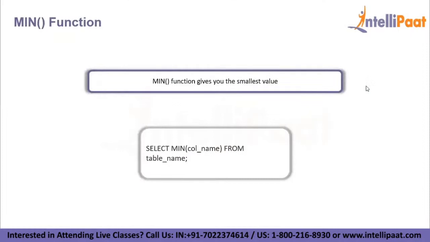Let's start with the min function. The min function gives the smallest value in a column. Let's look at the syntax. First, we give the select keyword, then we give the min function, and inside the parenthesis, we specify the name of that column from which we are supposed to find the minimum value.